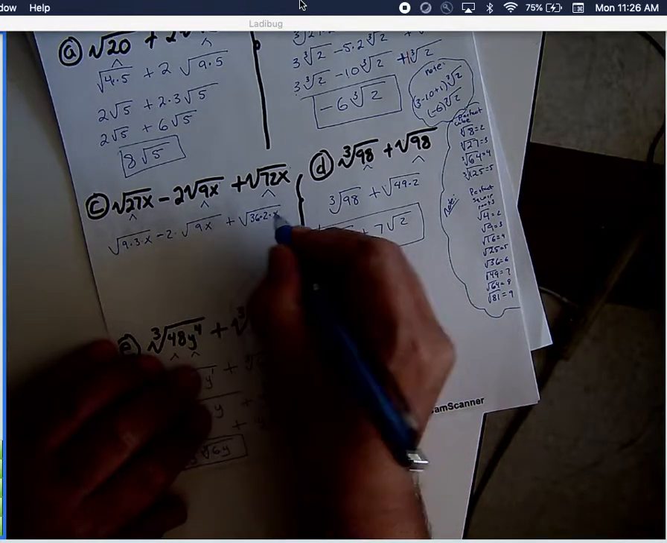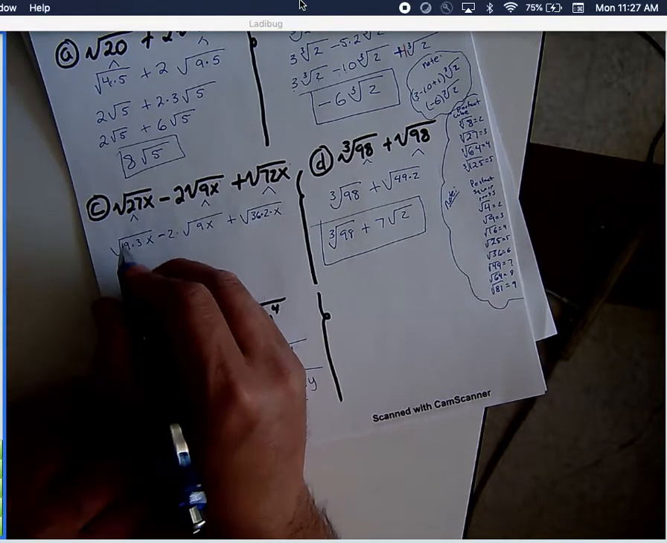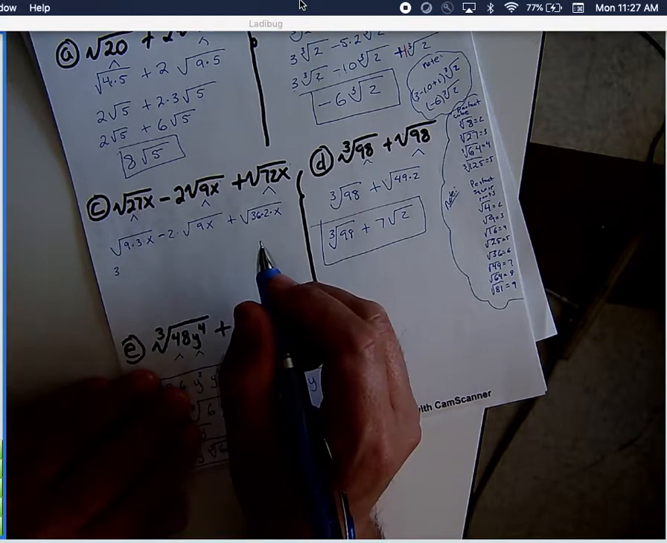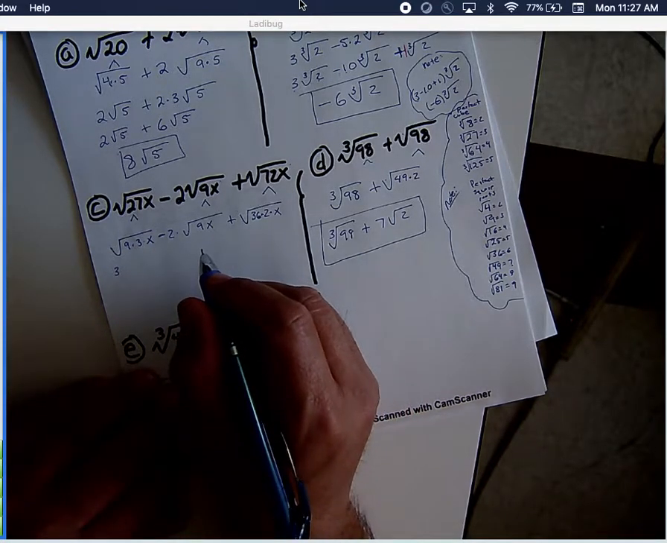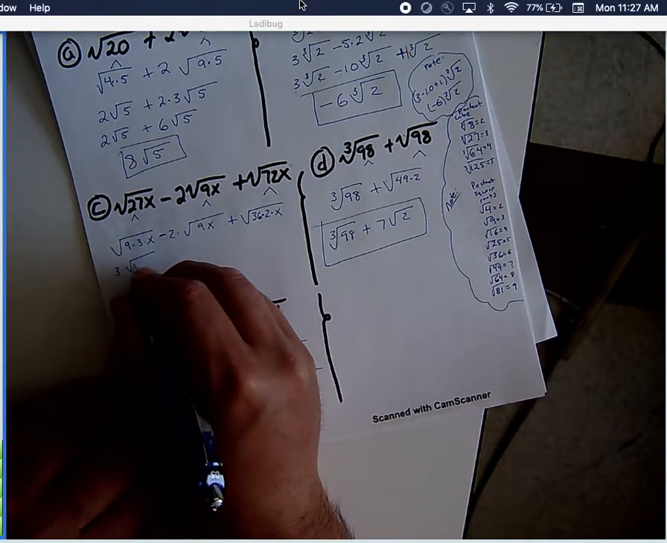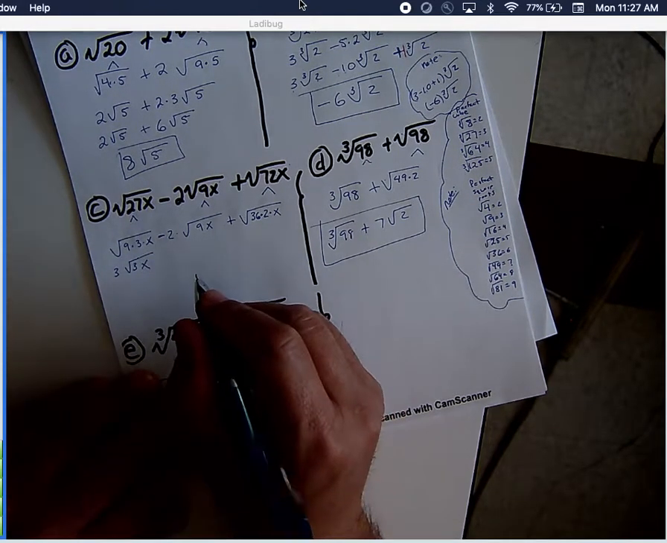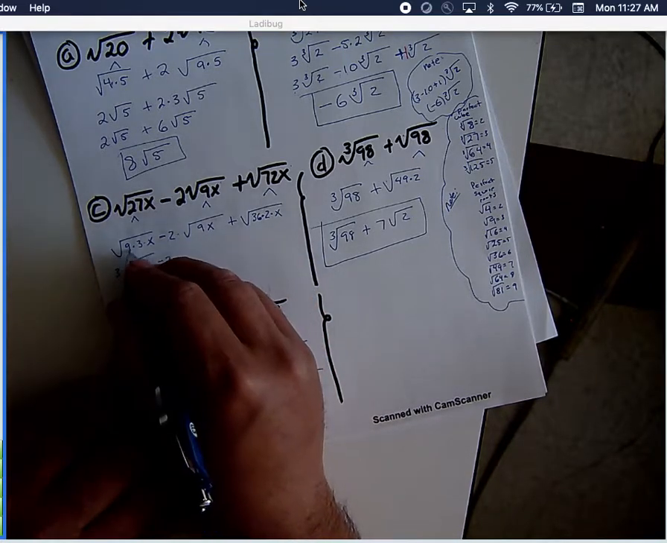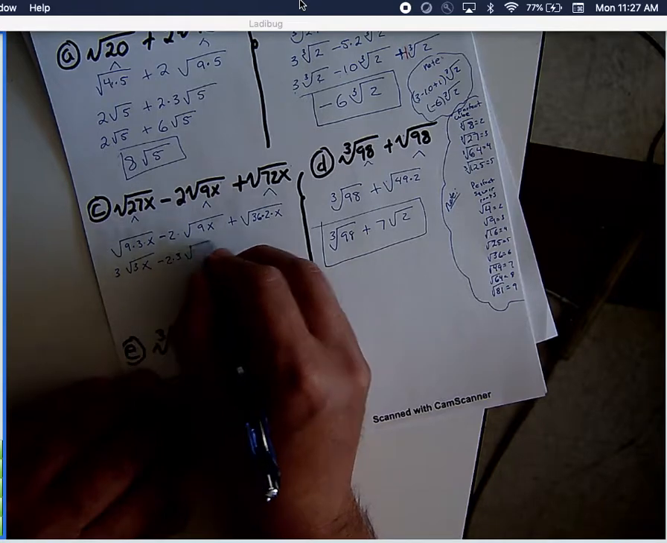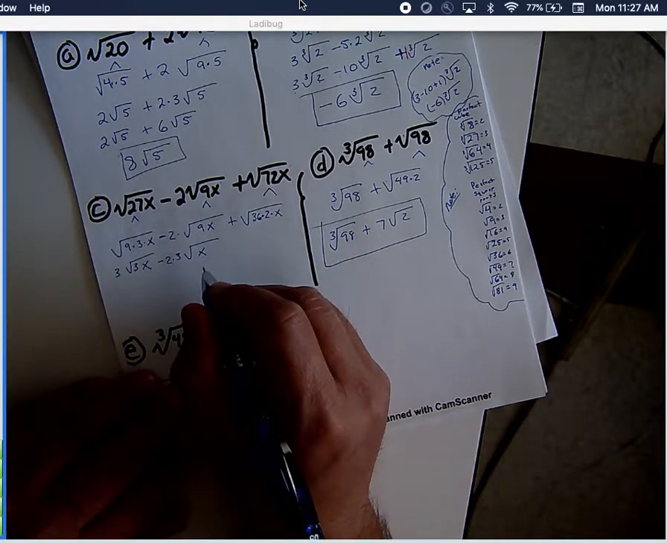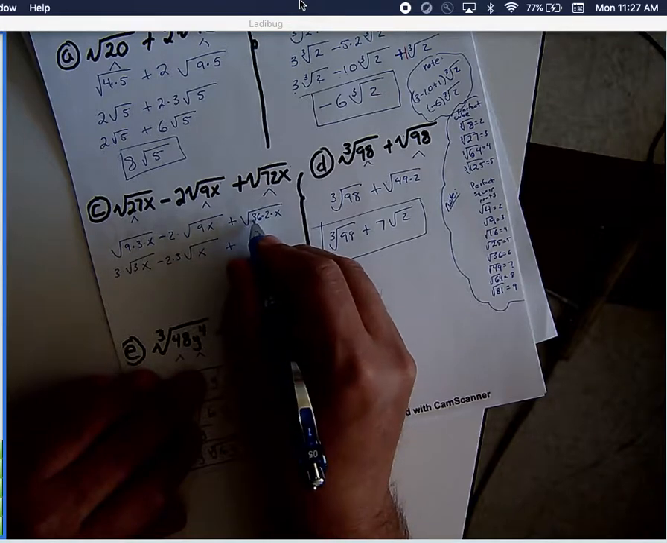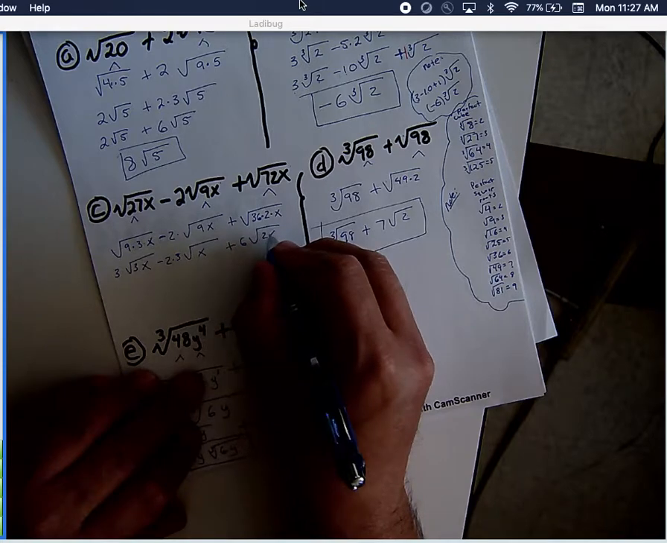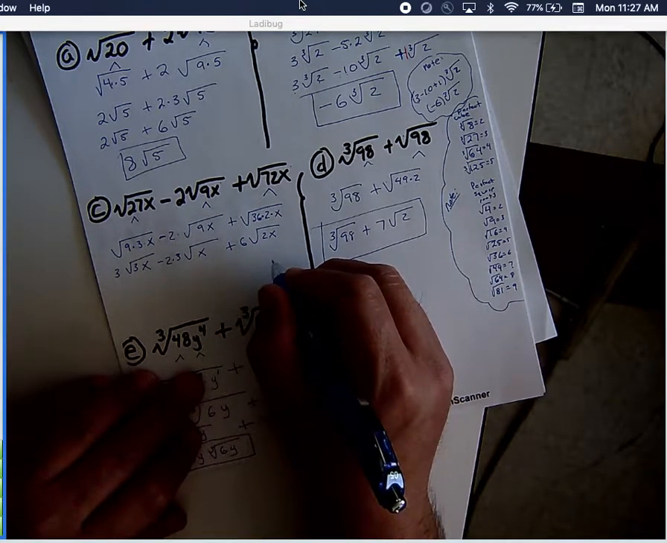So now let's simplify. Square root of 9 is 3. The square root of 3 doesn't have any, so that stays inside, and the x stays inside. So 2 times square root of 9 would be 3 again. And the x, there's no square root of x, so it stays inside. Plus square root of 36 is 6, and square root of 2x stays inside.